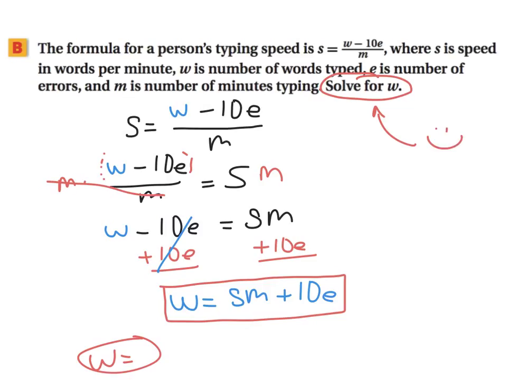I have W equals, and if somebody ever tells me what the speed in words per minute is, the number of minutes, or the number of errors, I can calculate this person's words typed. Okay? Again, we're just using inverse operations to isolate the variable that they indicate in the problem. Let's check out some more information.